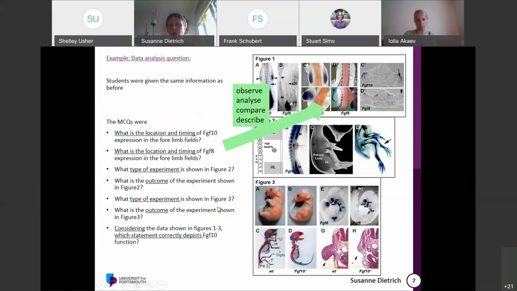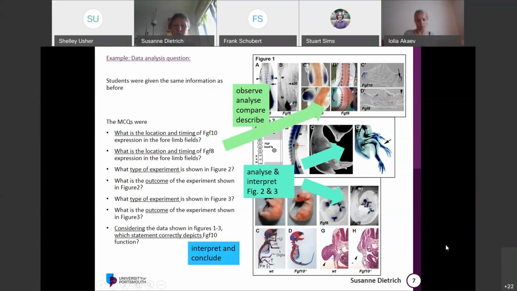Asked students to come to terms with the type of experiment that was shown and also to recognize what the outcome was. So these are all questions where students had to analyze and interpret the sets of data showing in figure 2 and figure 3 here. And then finally, you can see that we asked a question where students had to evaluate the data and then come to a conclusion. And this is, of course, an interpret and conclude question.